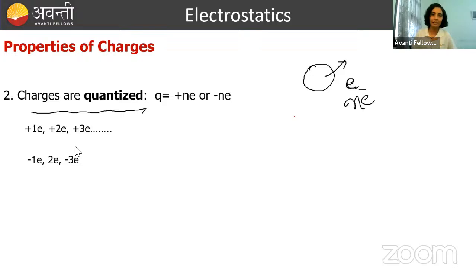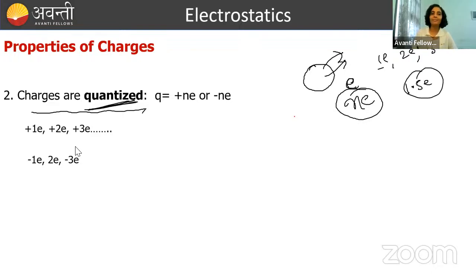That is Ne. If it is positive, तो plus Ne. If it is negative, then minus Ne. Means charge is always integral multiple of E. This body can have charge 1E, 2E, 3E, always integer times E. Not, we won't say 1.5E. Okay? So quantized means charge will always be the integral multiple of basic charges, that is plus Ne or minus Ne.